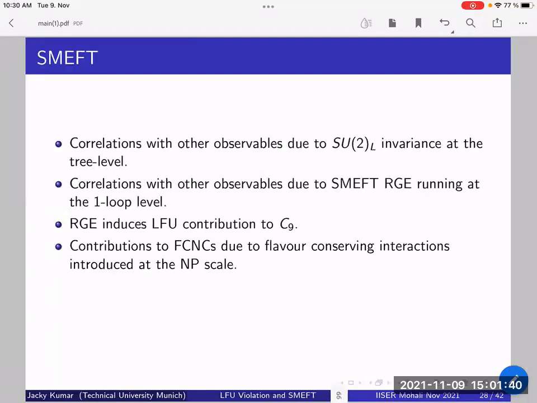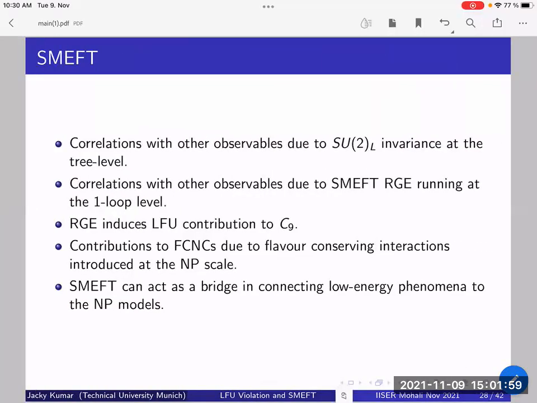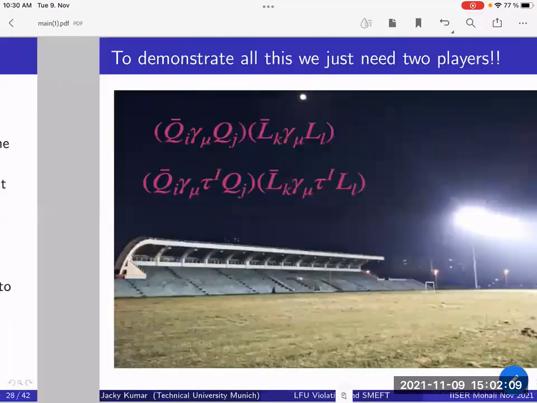The fourth point: you will also see that you can generate flavor FCNCs using flavor conserving interactions. At the high scale, you have flavor conserving interactions, you run them down, and due to running, you introduce flavor violation in SMEFT. And then finally, this can bridge low energy phenomenology and new physics models in a very model independent fashion.